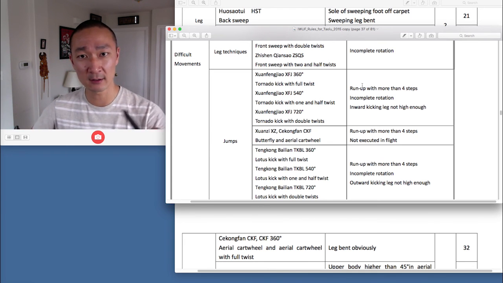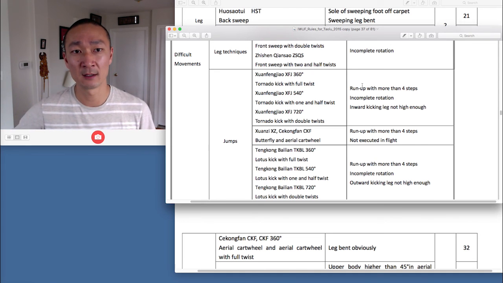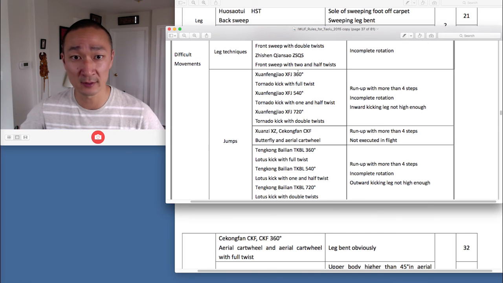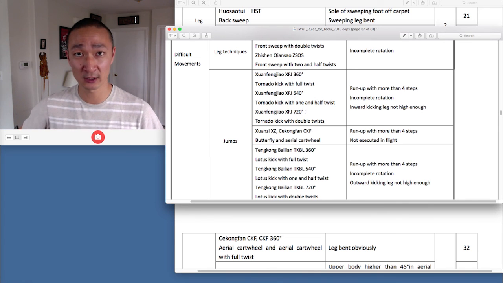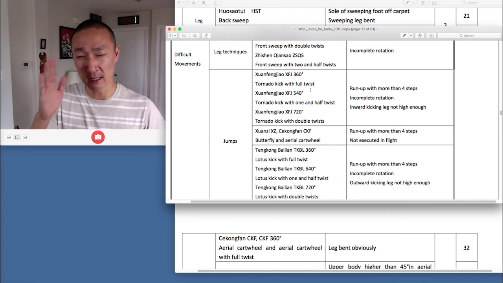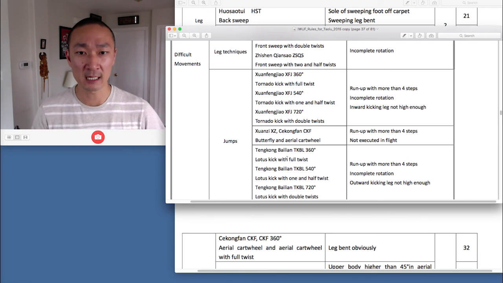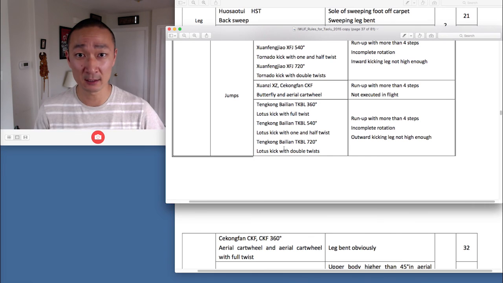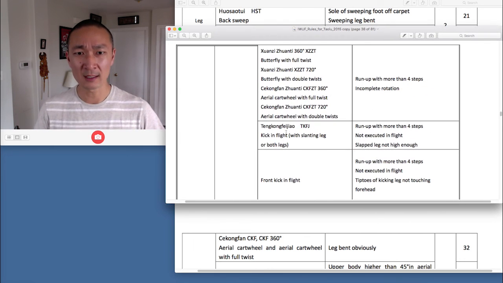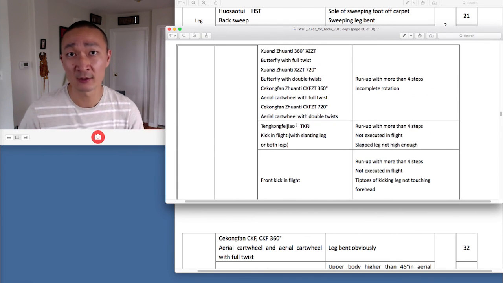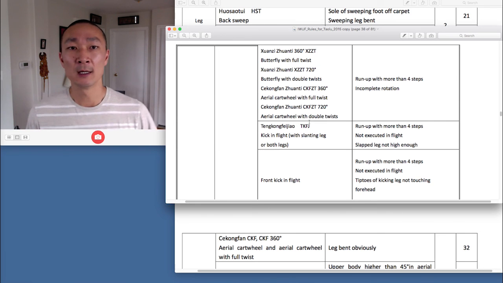The secondary requirement is that the rotation is incomplete, right? So for a xuan fengjiao 360, 540, 720, the judges are measuring the angle of rotation, or degrees of rotation, in the air. Same thing with the tengkong bailian, the jump outside.